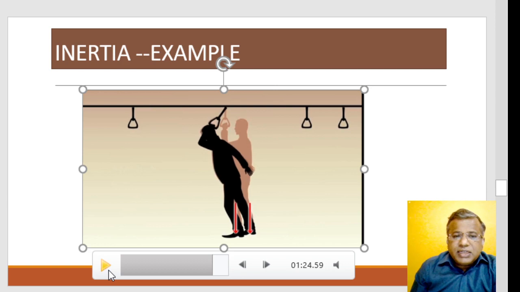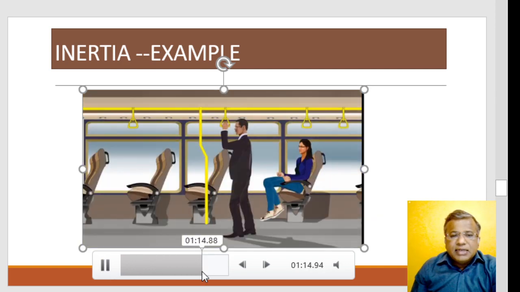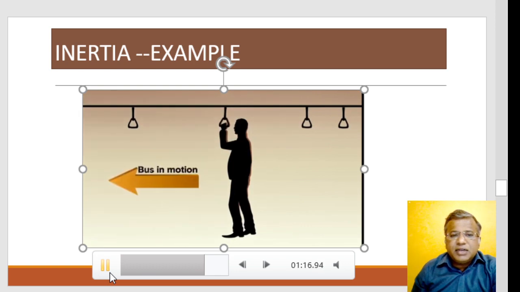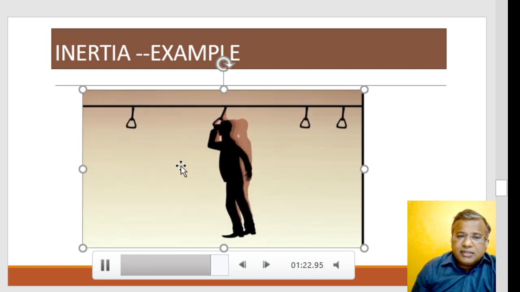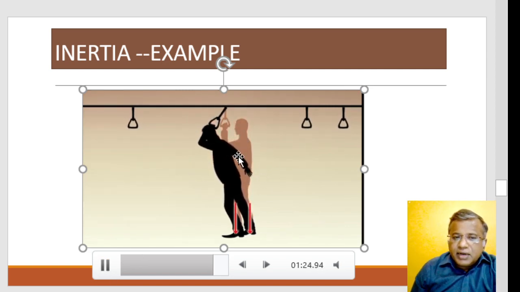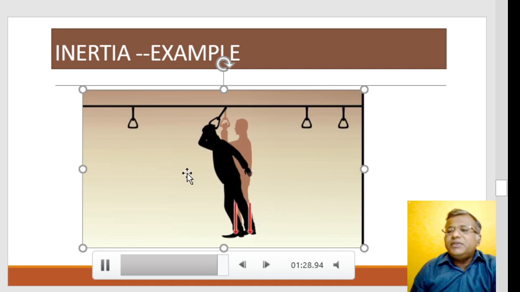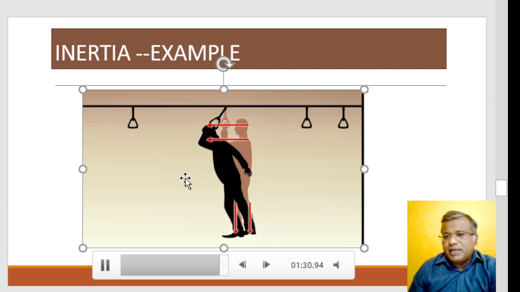These are very important examples which tell us how this inertia comes into play. As you can see in this particular example, the upper part of the body is still in motion but the lower part is at rest, so the person feels a jerk in the forward direction.